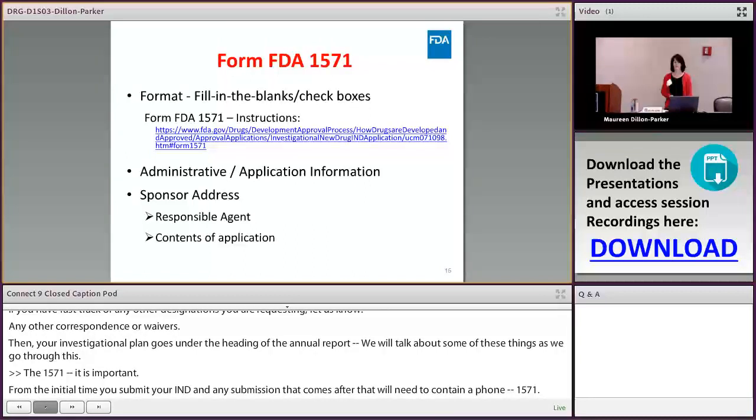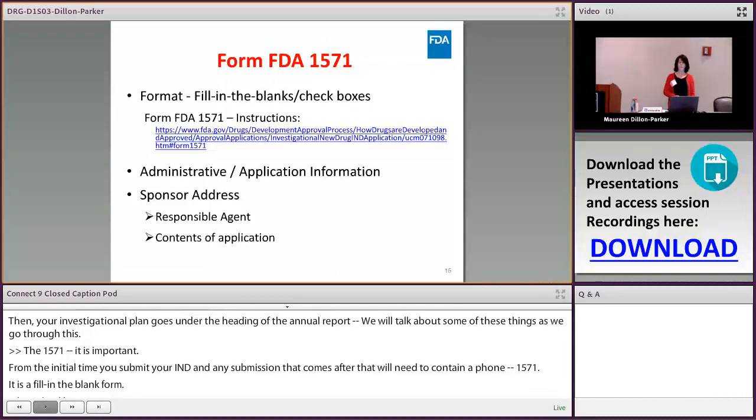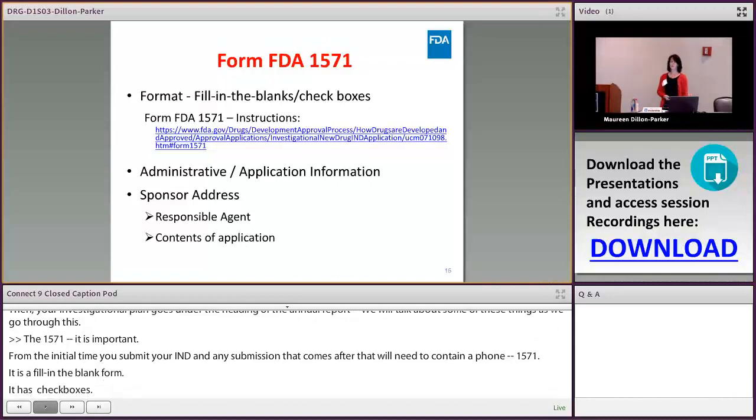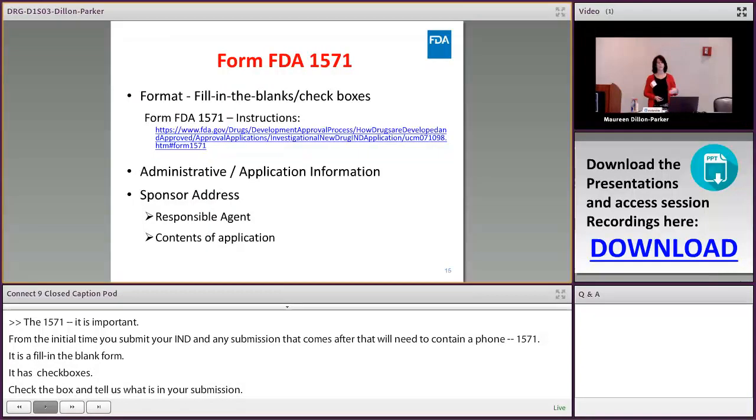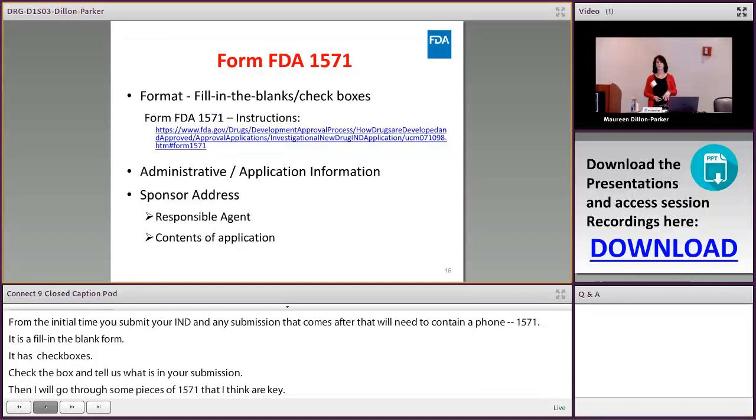And then I'm going to go through some pieces of the 1571 that I think are key. But just know that it provides us with a high-level overview of the information in the submission, and it's utilized highly by the regulatory staff and also by our document control room to make sure that your submissions get to the right review divisions and that the information entered into our database is accurate. So it's really important that these be filled out as accurately as possible.